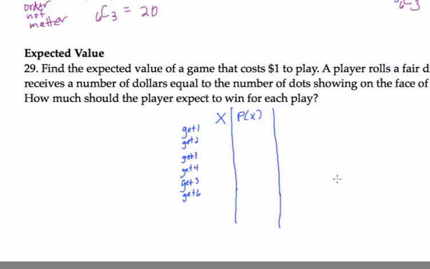Find the expected value of a game that costs $1 to play. Player rolls a fair die and receives the number of dollars equal to the number of dots shown on the face of the die. How much should the player expect to win for each play?